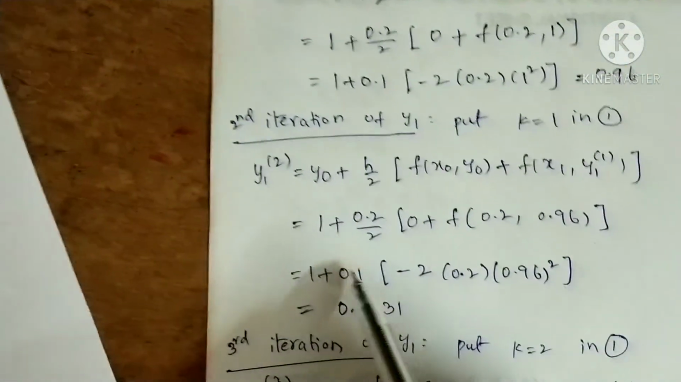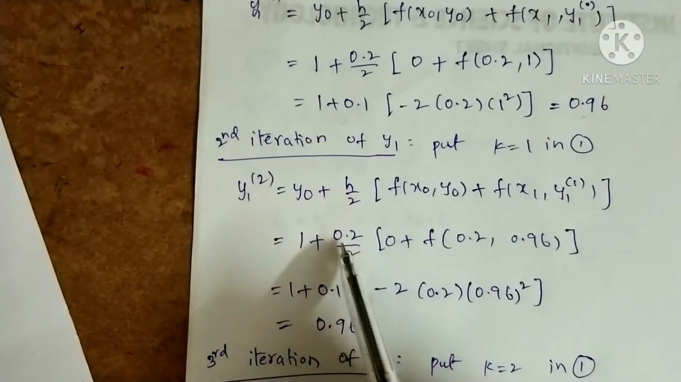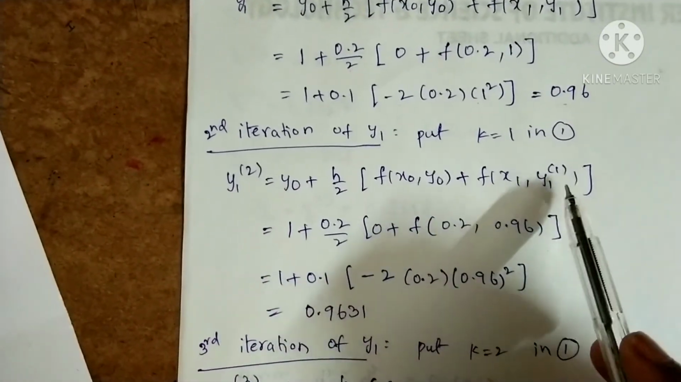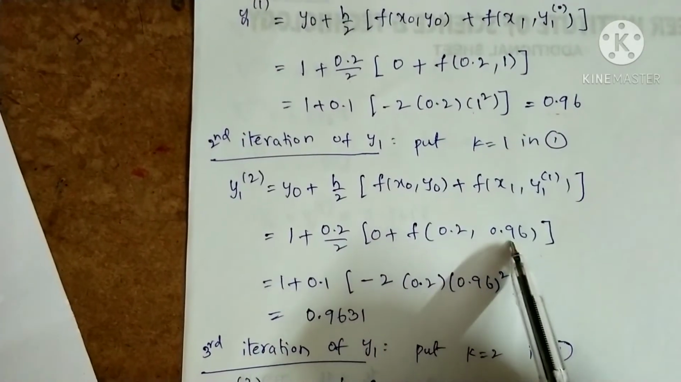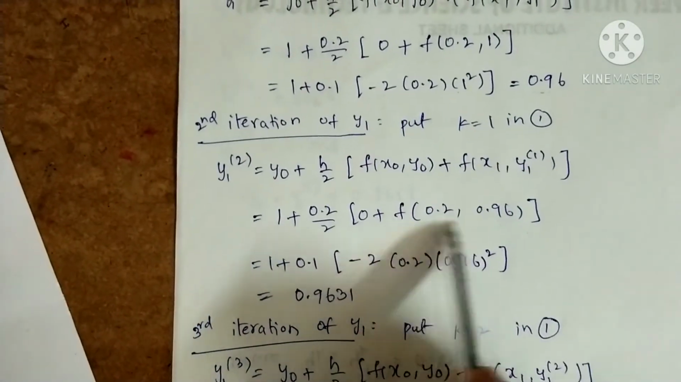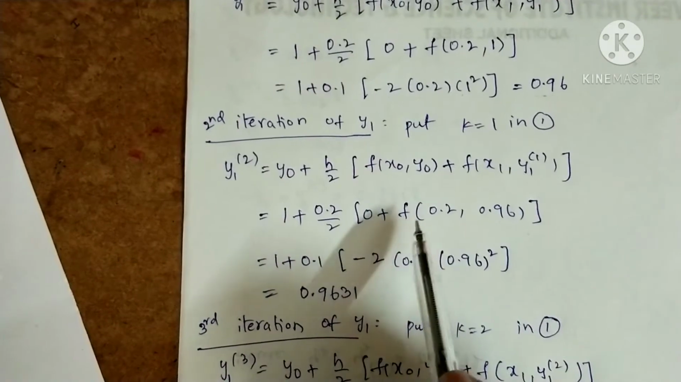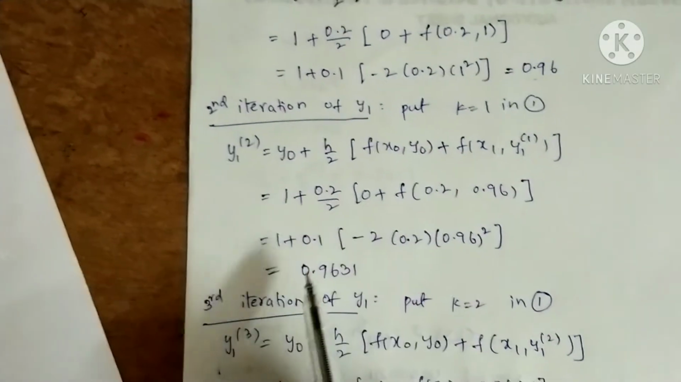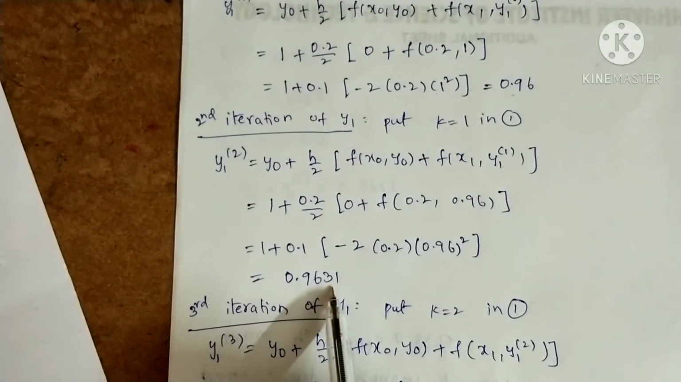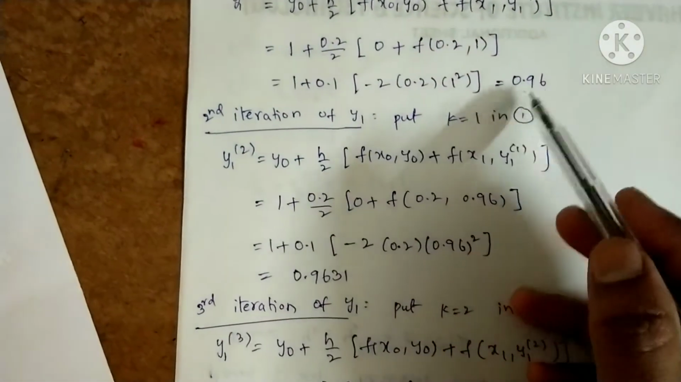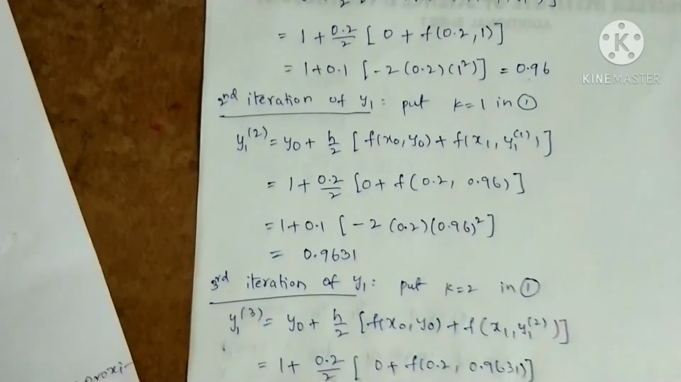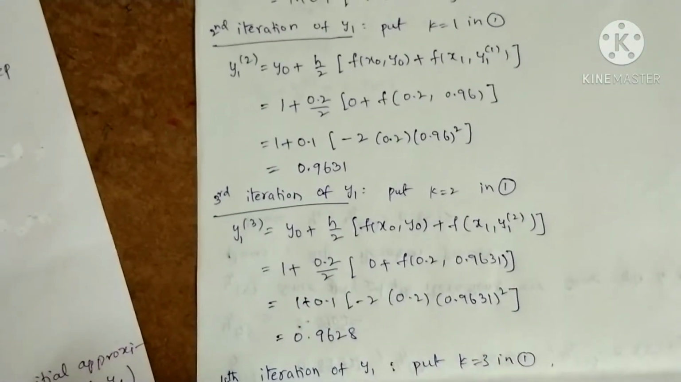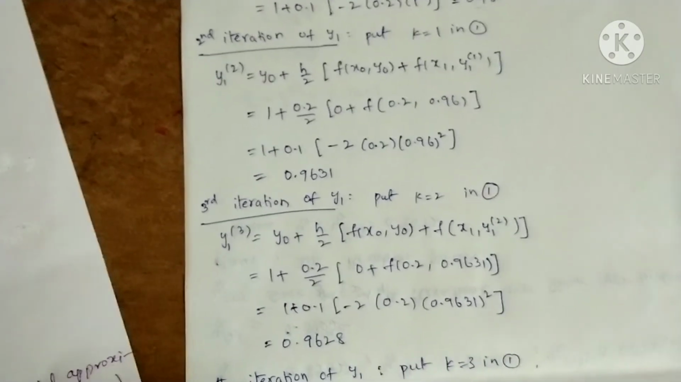Let us use all the data here. y0 is 1, h is 0.2, f of x0, y0 is 0, x1 is 0.2, y1^(1) is 0.96. Now here f of x comma y is equal to minus 2x y square. So using a calculator we are getting this value as 0.9631. You can compare this value with the previous iteration. We can say that there is 2 decimal place accuracy, but in the problem we are asked to get 4 decimal place accuracy. So we need to get the next iterations.